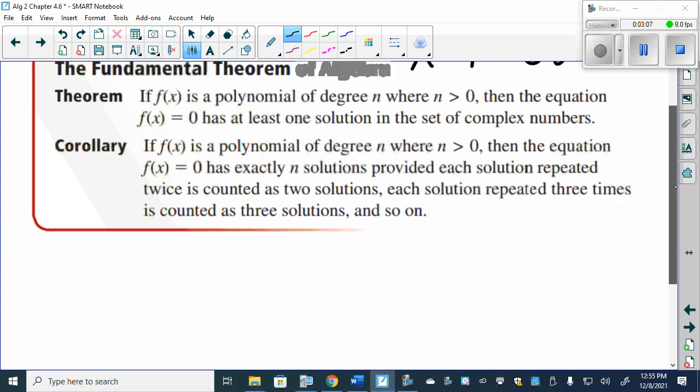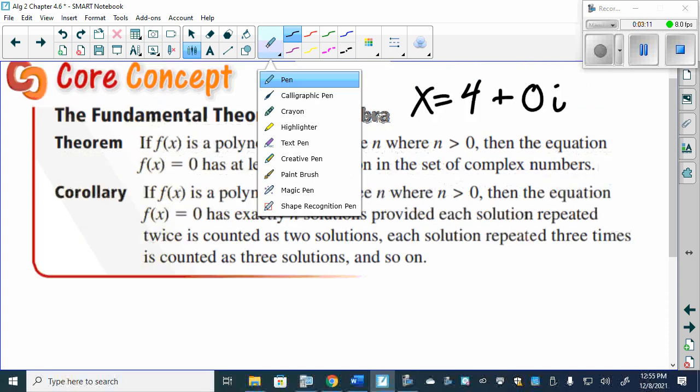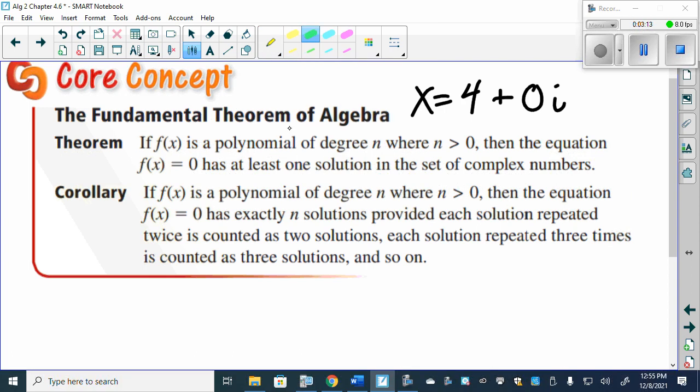Now the corollary, what comes from this theorem: if f is a polynomial of degree n, where n is greater than 0, then the equation f of x equals 0 has exactly n solutions, provided each repeated solution is counted twice if repeated twice, or 3 times if it's repeated 3 times. So the degree will tell us how many solutions each polynomial function will have.